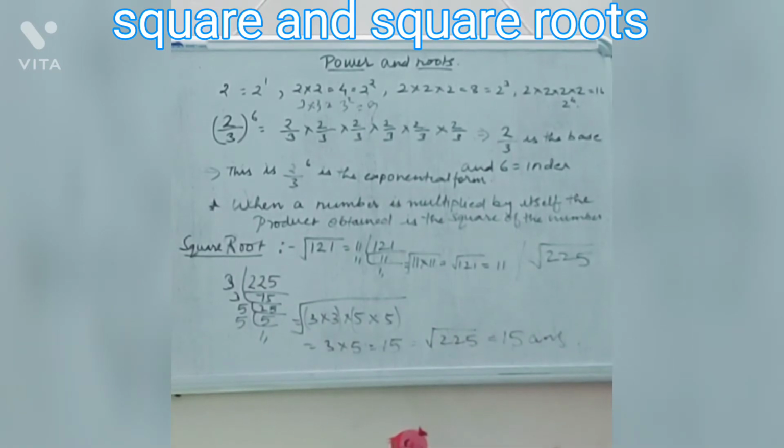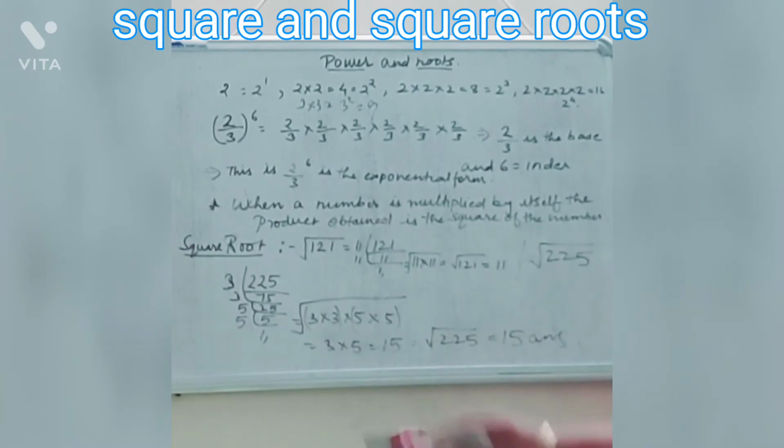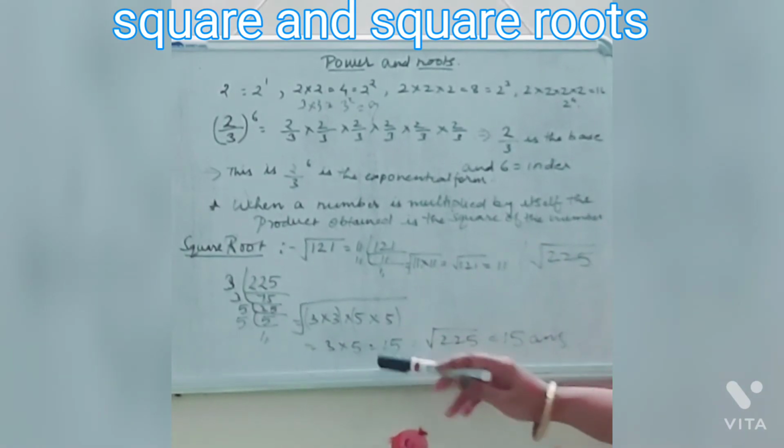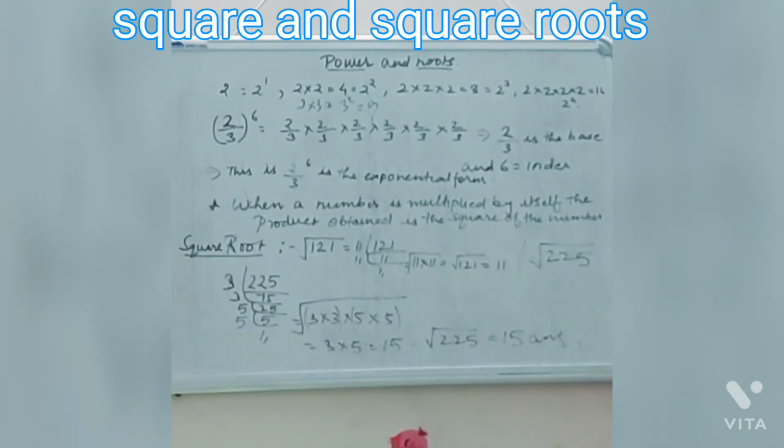How many times will we take it? We will take it only one time. So in spite of taking 3 into 3, we will take 3. And in spite of taking 5 into 5, we will take 5. And this 3 into 5 will be 15. So the square root of 225 is 15.